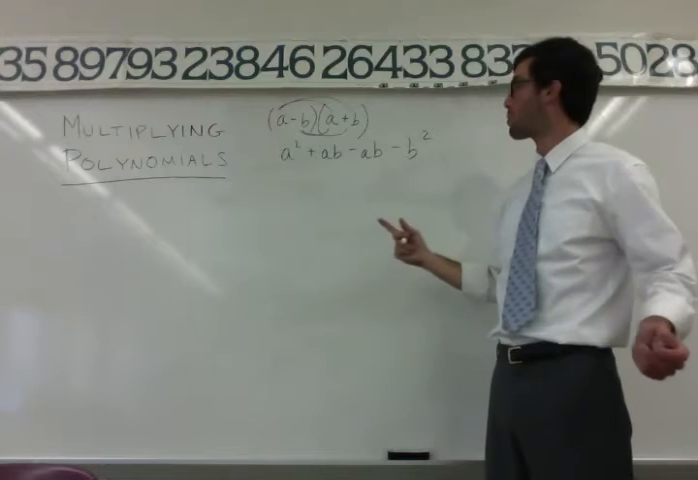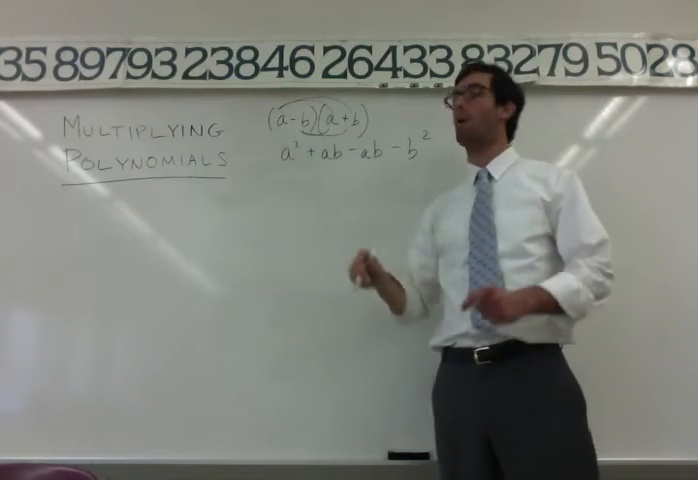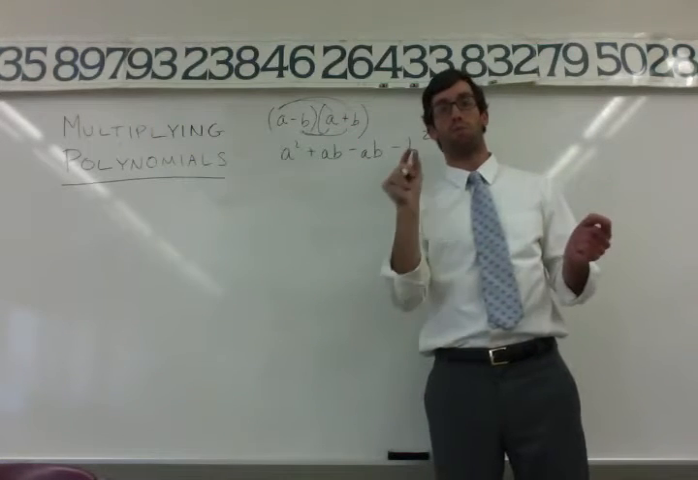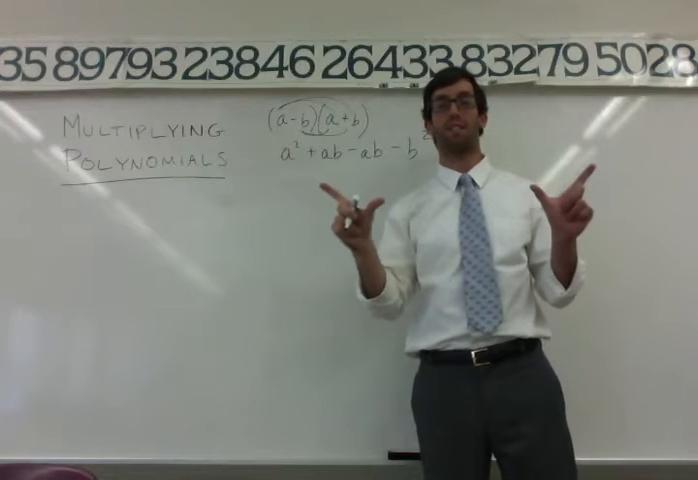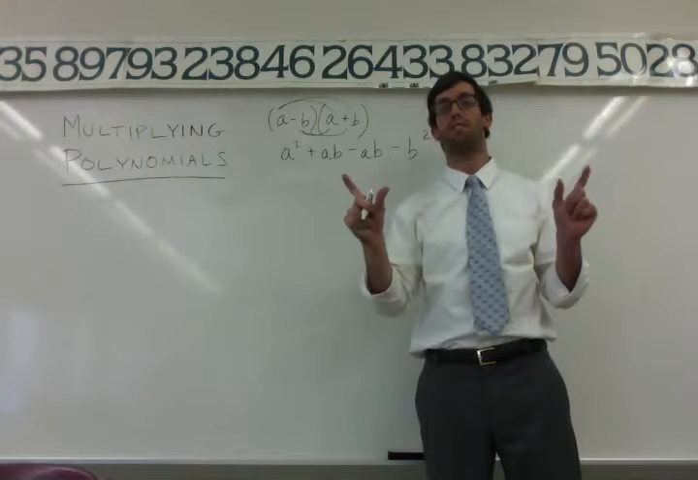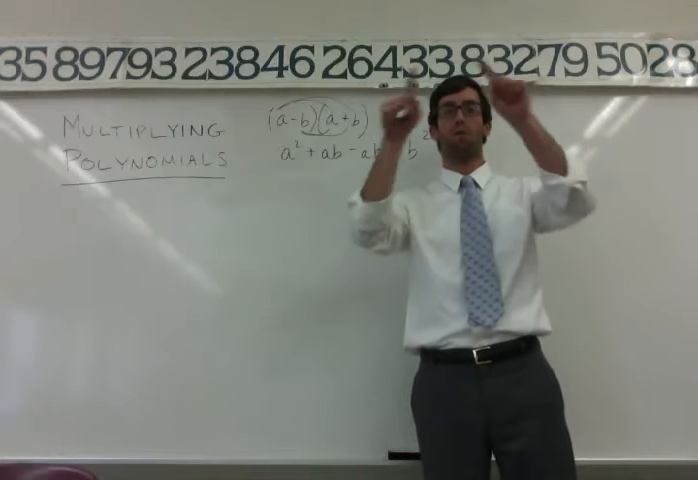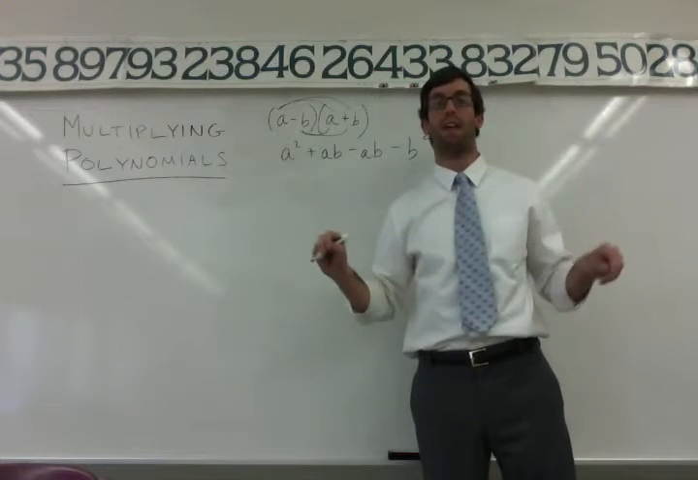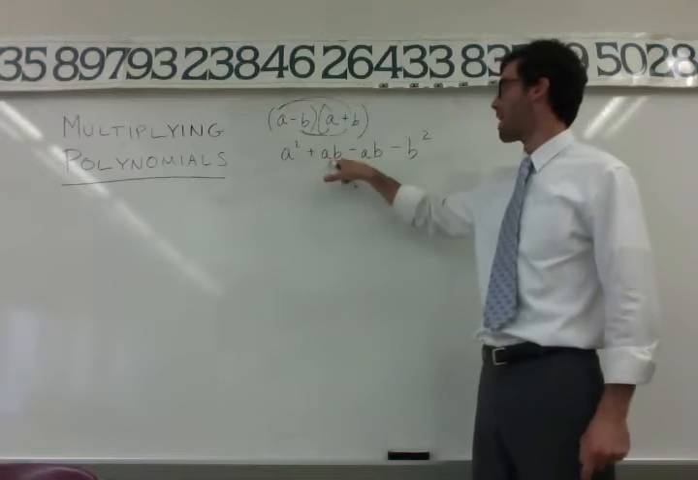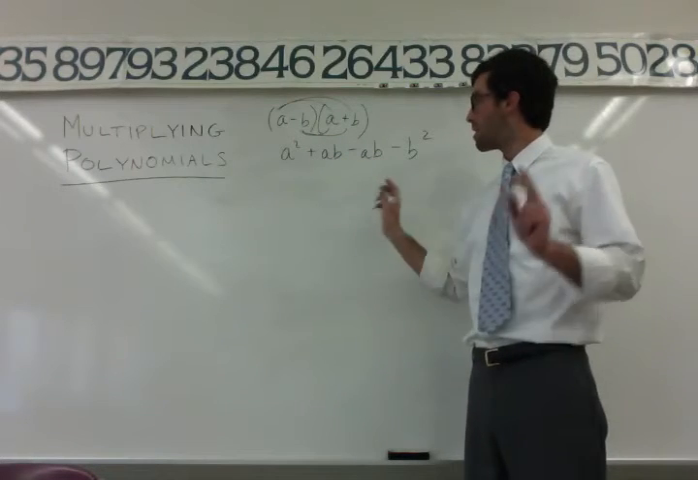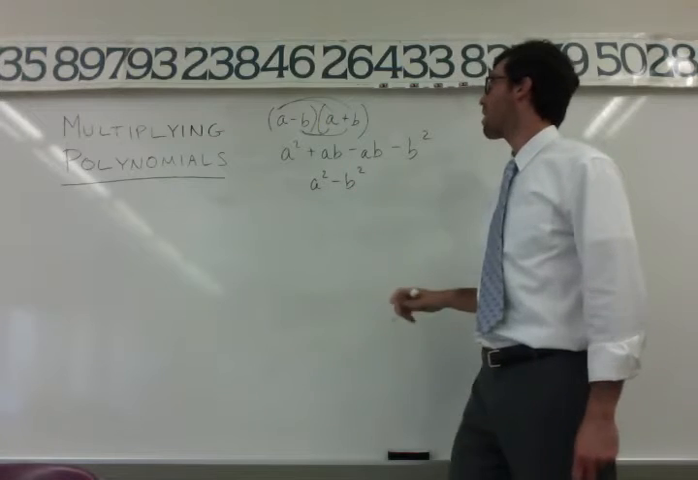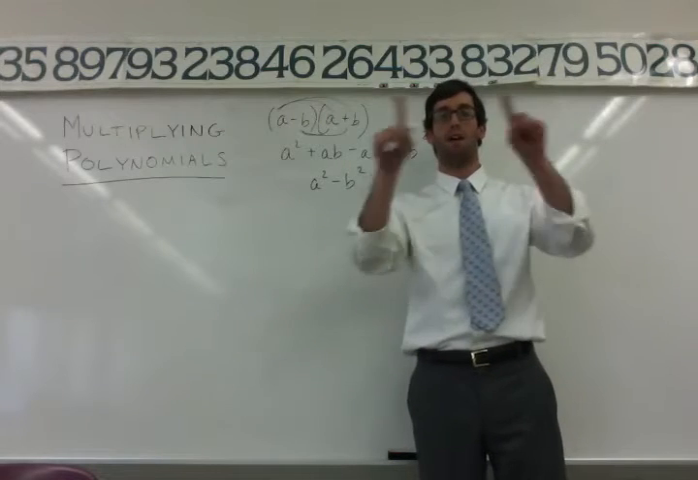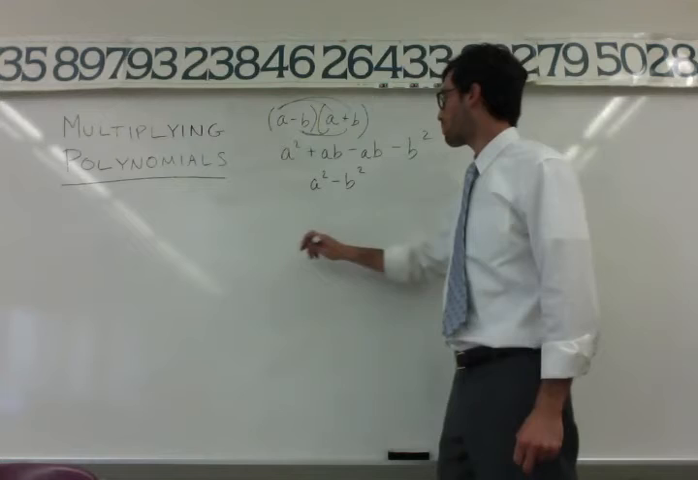In this case, because we multiplied two binomials that are really the same, just with a different sign in between them, those kinds of binomials are called conjugates. When we multiply conjugates, the product of the outsides and the insides will always cancel out. So we'll end up with ab and minus ab is 0, so we end up with a squared minus b squared, right?